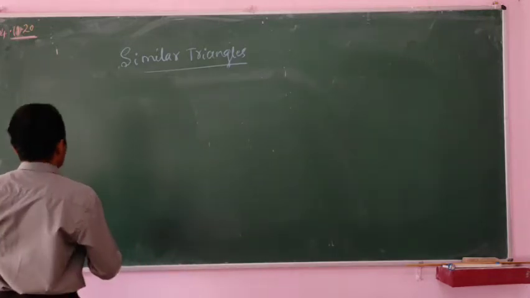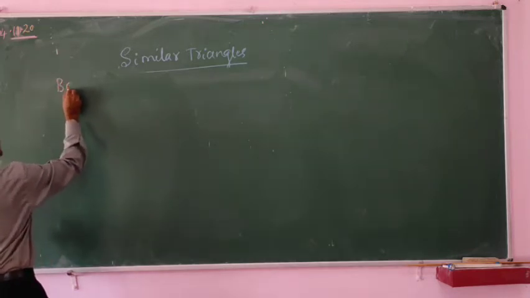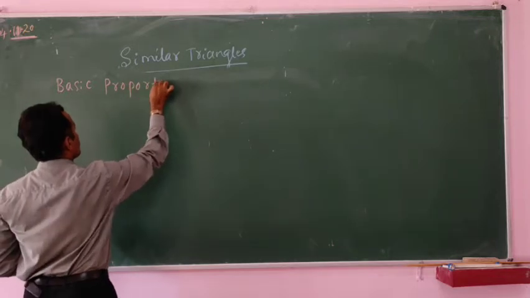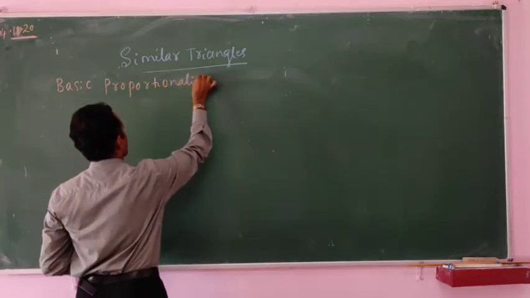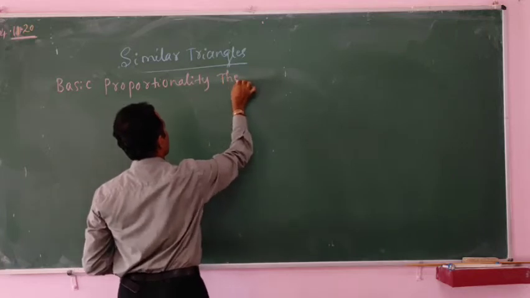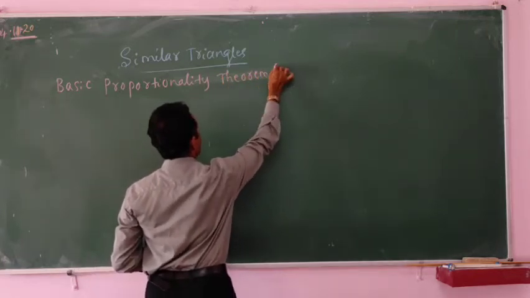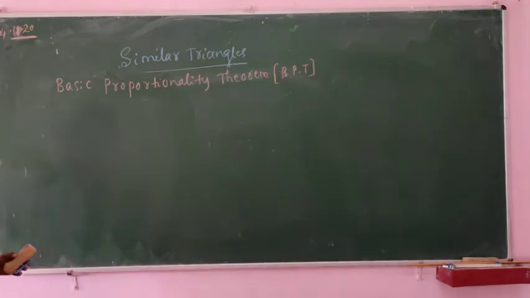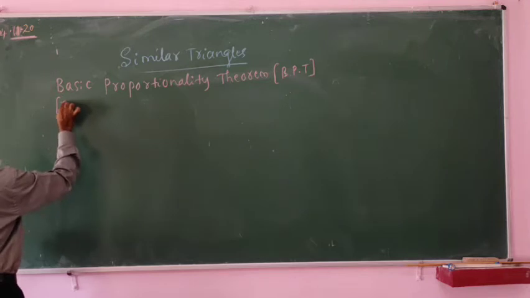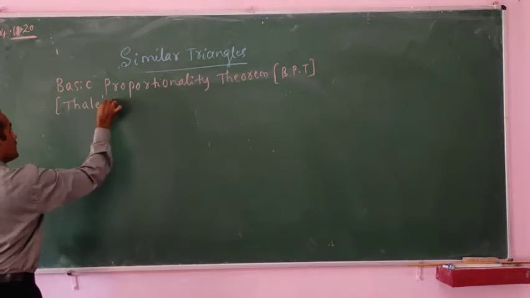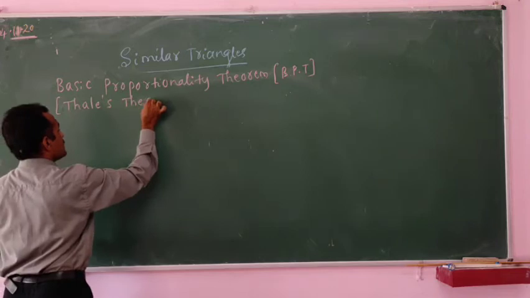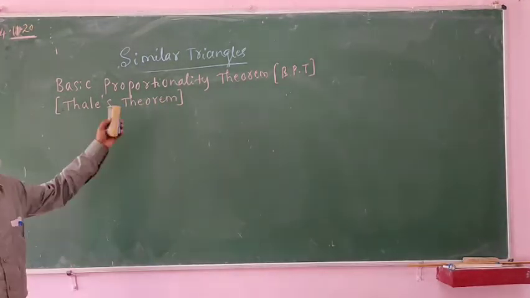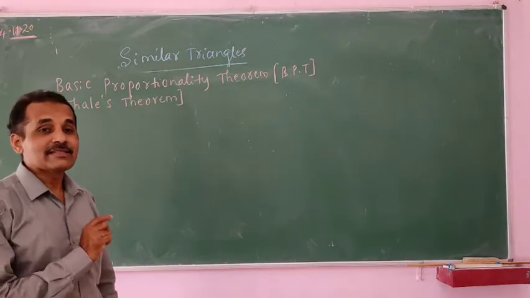Basic Proportionality Theorem. In short, we call it BPT, Basic Proportionality Theorem, which is also called Thales' Theorem. This is given by the Greek mathematician Thales, so it is named after him. This is called Thales' Theorem.